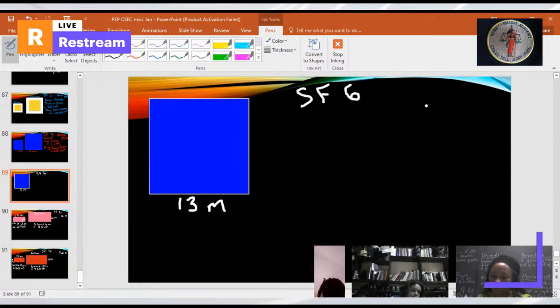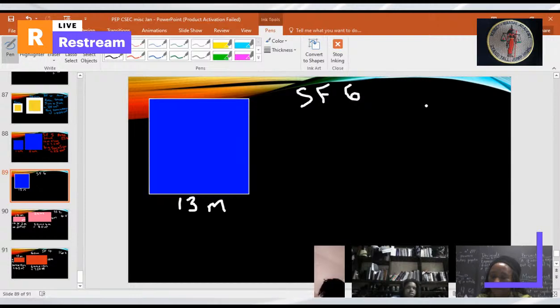Miss, what's the question? So I'm saying I'm enlarging this square with a scale factor of 6. What would be the area of the new square and how much larger than the small square would it be?